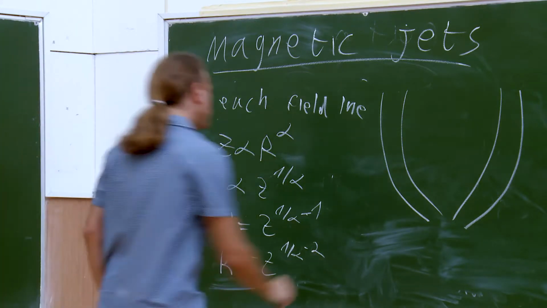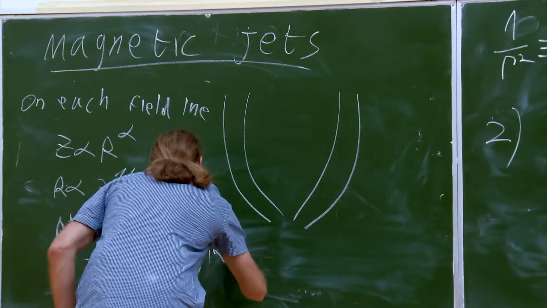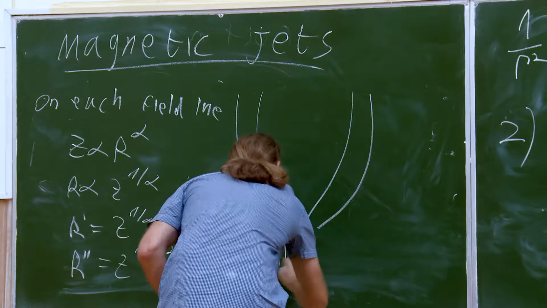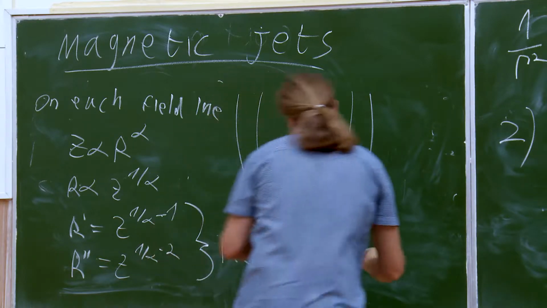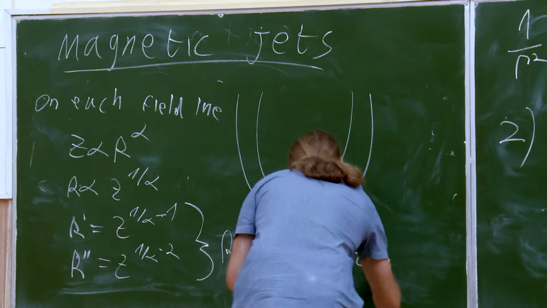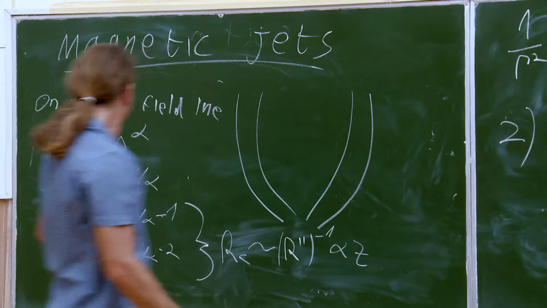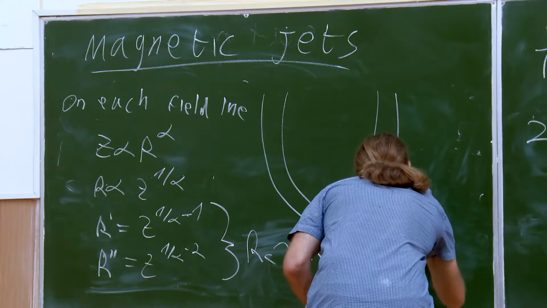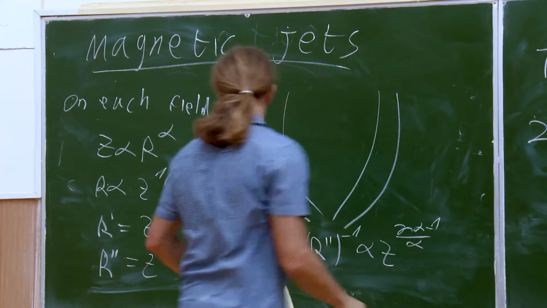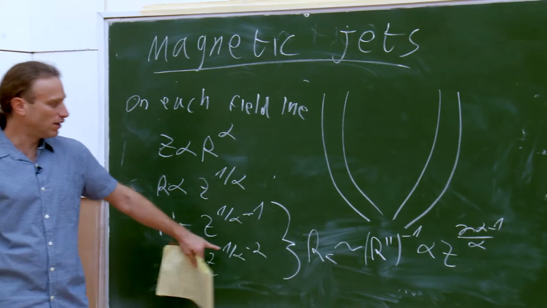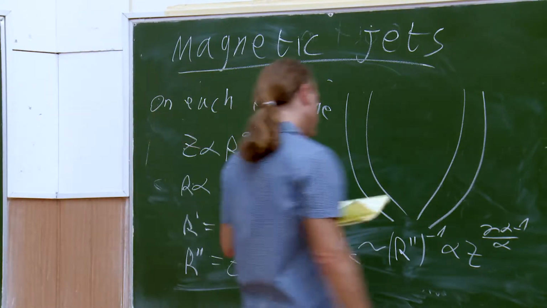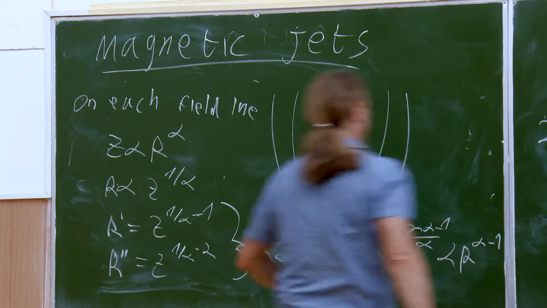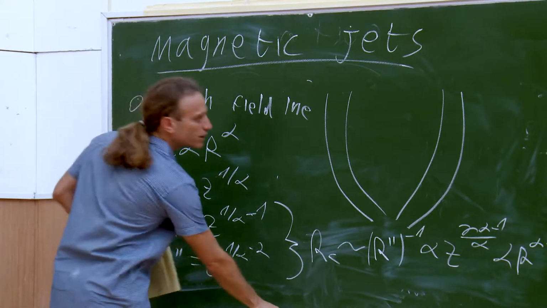Okay? And the curvature radius here will roughly be equal to R'' to the power of minus 1. And this will be proportional to z to the power of 2 alpha minus 1 divided by alpha. I just took a common factor, just put them together. And this is proportional to r to the power of 2 alpha minus 1. Okay? So this is the curvature radius.